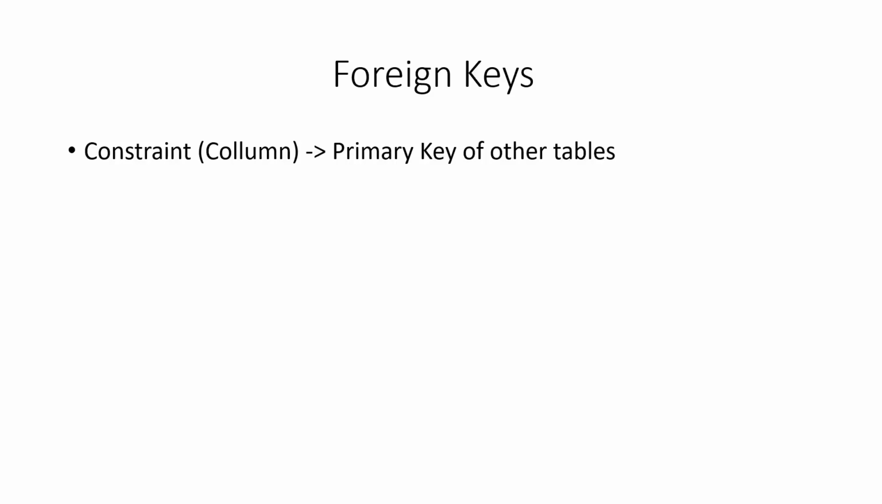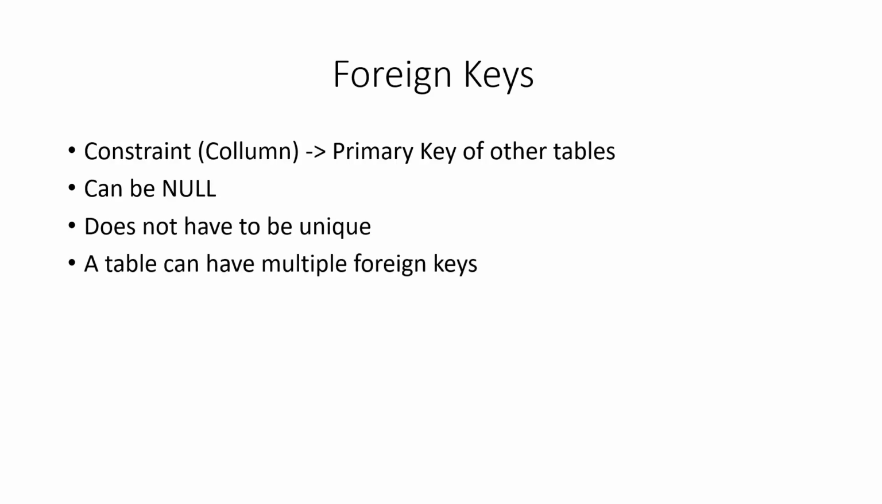And if you are familiar with databases, you know what I am talking about. A foreign key can be null, does not have to be unique, and a table can have multiple foreign keys. For example, a people table can have a foreign key like sub-department ID and also a foreign key like department ID. And this foreign key will reference the primary key in that particular table where you store that relationship. So this is just a refresh of the core concepts of databases.